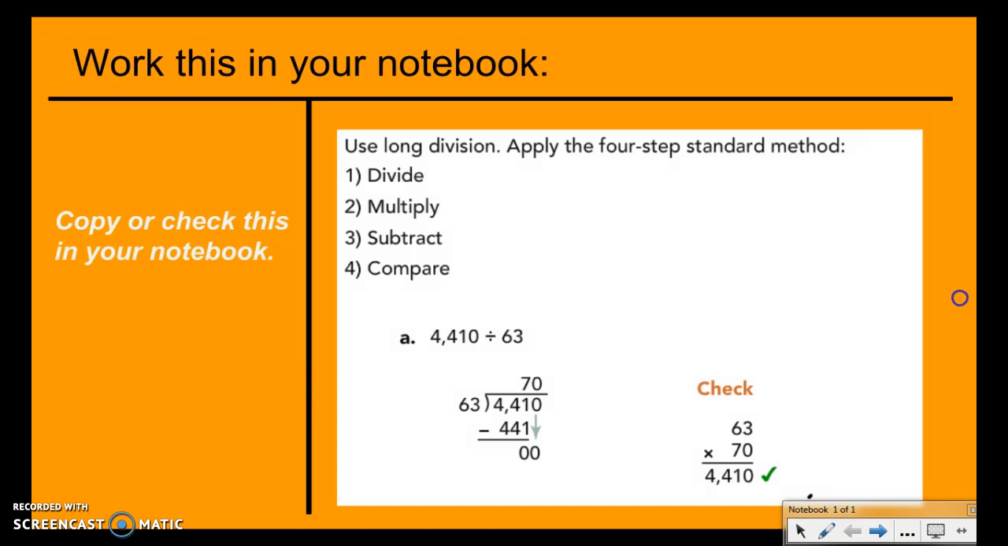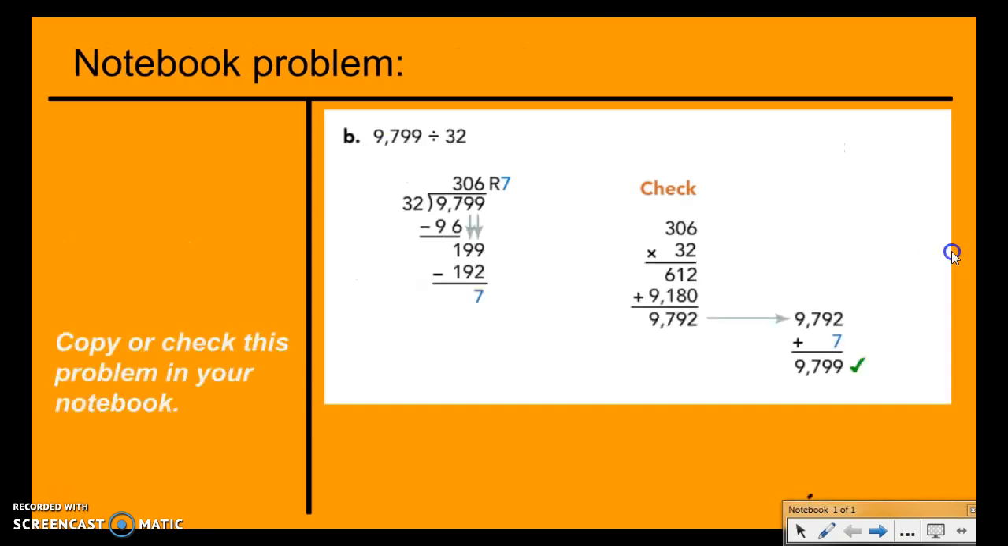Alright, moving on to part B. Here we go. 9,799. Well, 32 is a 2-digit number. So you're going to look at your first 2 digits inside your problem, which is 97. Can 32 fit inside of 97? Well, 97 is bigger than 32, so it can probably fit inside of it. It actually can fit inside of it 3 times. Which will give you 96, which is very, very close to 97. Alright, so you're going to subtract 96 from your original number to get your answer of 1.